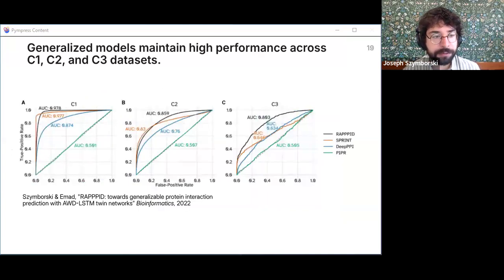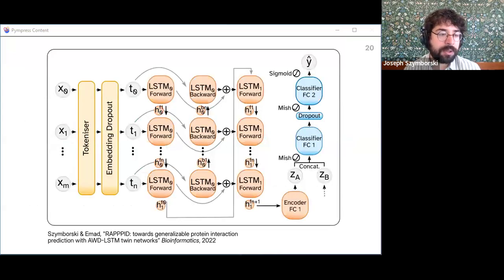So this is another figure from the RAPID paper where you can see on the left that C1 data set, where data leakage may be at play here. You see all the methods performing pretty similarly, quite well, except for the one in green, which never really performed well. RAPID is in black here. In C2, we see that performance kind of holds up. But by C3, we see that the performance degrades significantly across all these models, but that RAPID maintains the majority of its performance. And this is not so much to do with the architecture.